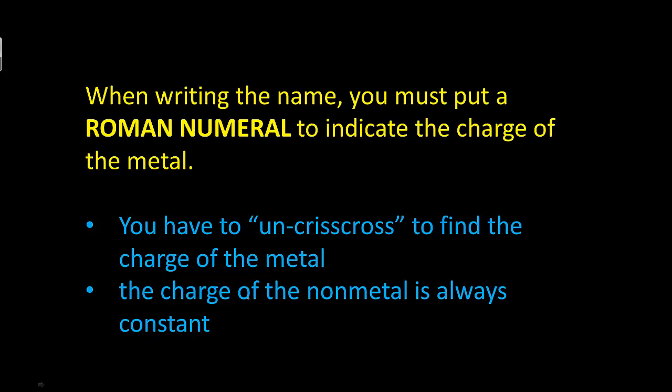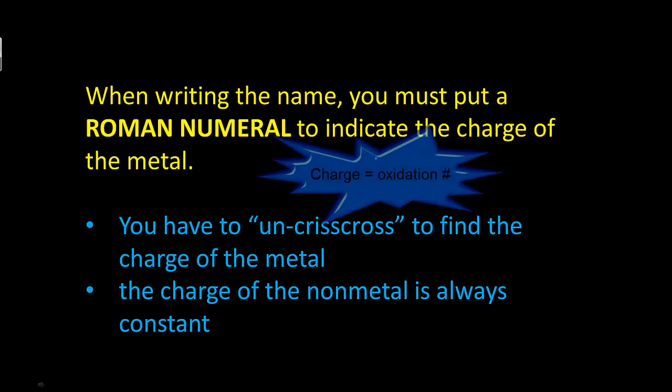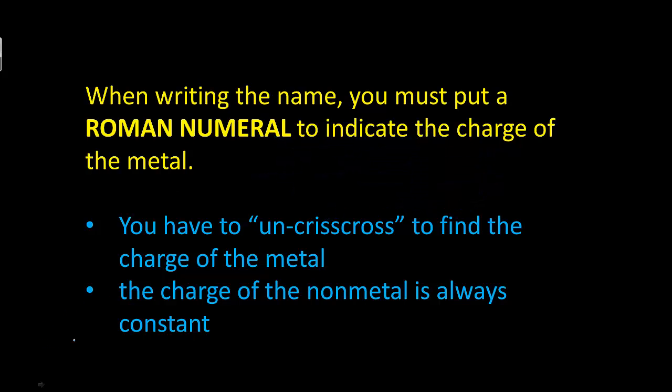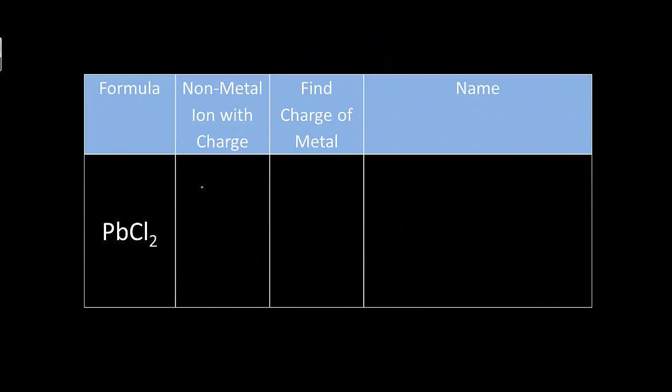Now let's talk about writing the names. When we write the name of a transition ionic compound, you must always put the Roman numeral to indicate the charge of the metal. Then you have to uncrisscross to find the charge of the metal, and then the charge of the nonmetal is always constant. So let's go through an example.